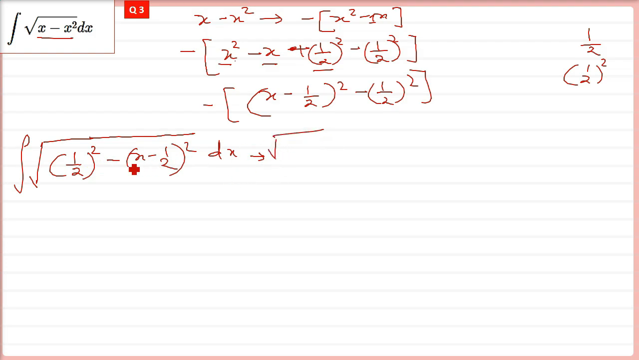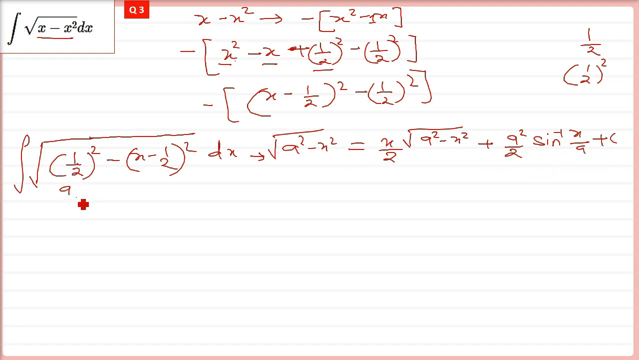But we need a formula, and we have a formula. Integral of under root a square minus x square is equal to x by 2 under root a square minus x square plus a square by 2 sine inverse x by a plus a constant of integration. Now if you match this, a will be half and x will be x minus half. So just use this formula and use this a and x wherever it comes.